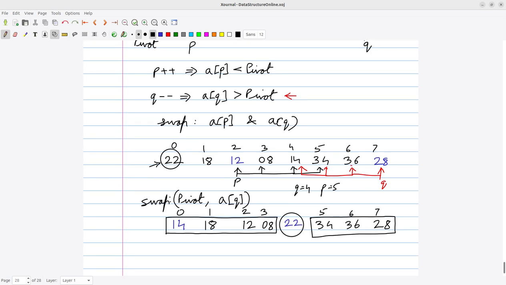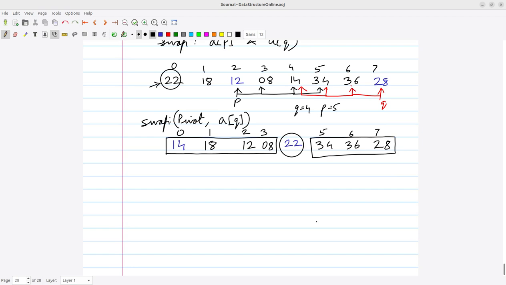Then we'll focus on either the left sub array or the right sub array. This is the left sub array, and this is your right sub array. So let us say we are focusing on the left sub array. We will repeat this procedure. It's a recursive type. Now here we can take 14 as my pivot element. If I take 14 as my pivot element, then P will be pointing at index 1, that is 18, and pointer Q will be pointing at index 3 where we have 8.